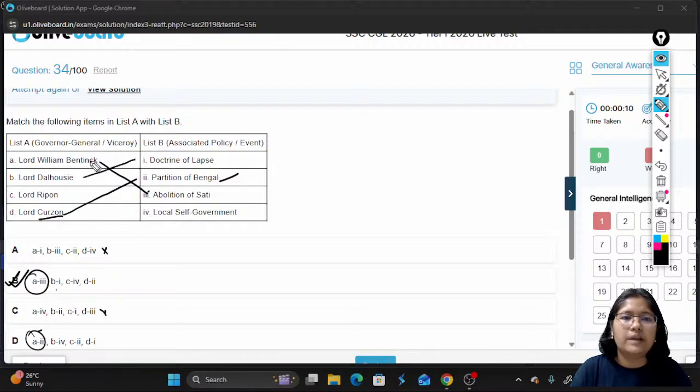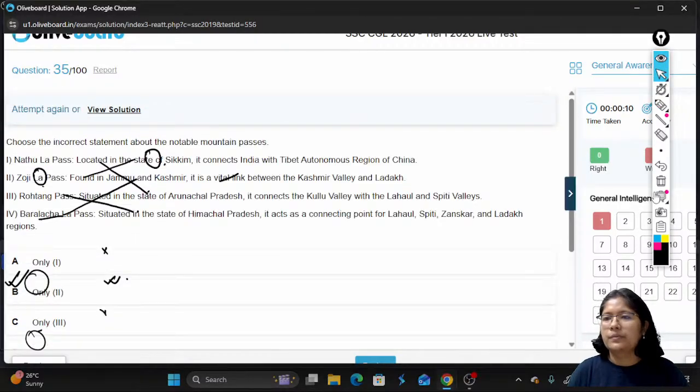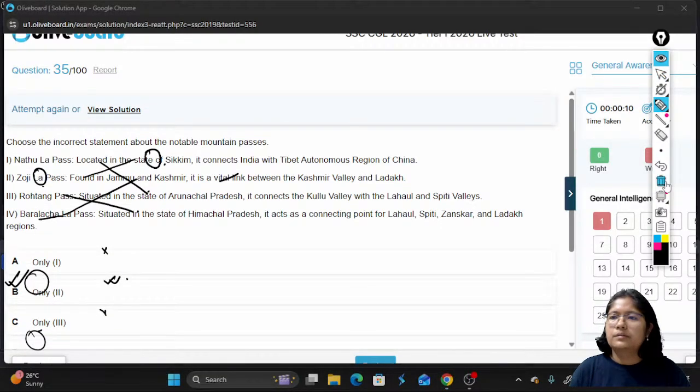Dalhousie, doctrine of lapse. Remember Dalhousie, doctrine of lapse. And then Ripon, if you remember, is known for local self-government, right? So you can arrive at B as the correct answer. Next question.